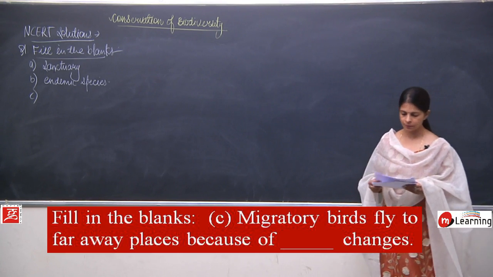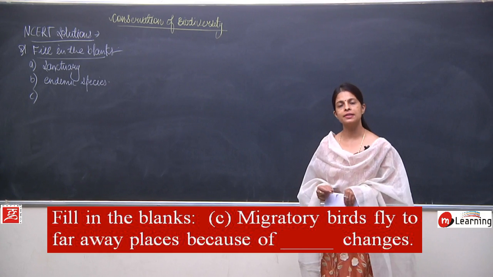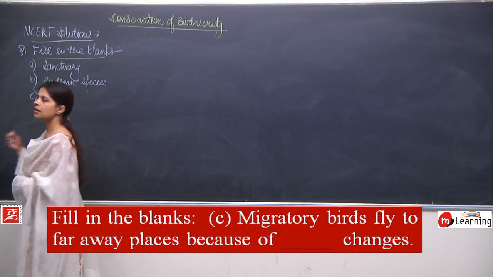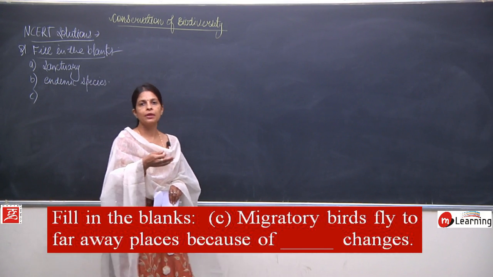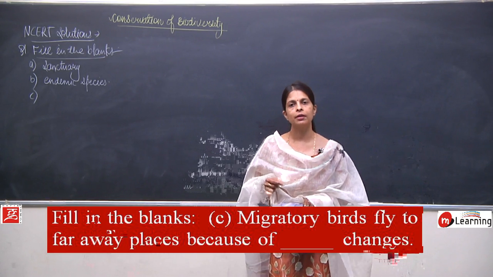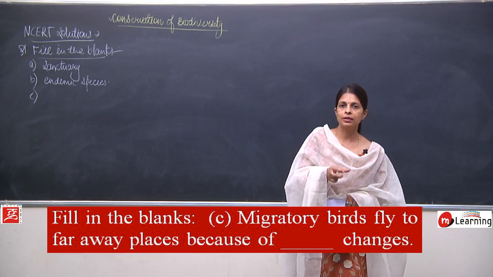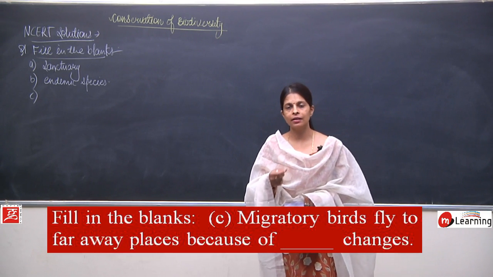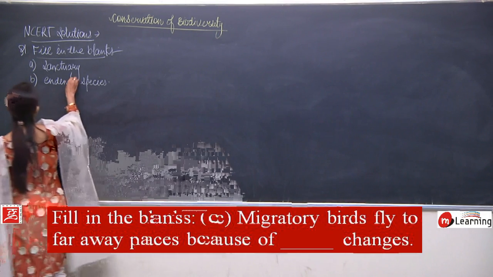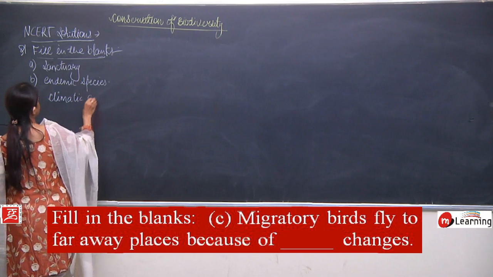So the question is, the birds fly away to far places because of dash changes. So they fly away because of the change in the climatic conditions. That means when it is winter, their body is not in a condition to bear so much cold, then they move to the other place. Or if the heat is high, or the temperature is high, then in that case also they move to the other side. So it is climatic changes.